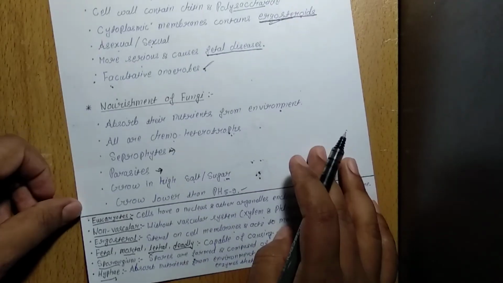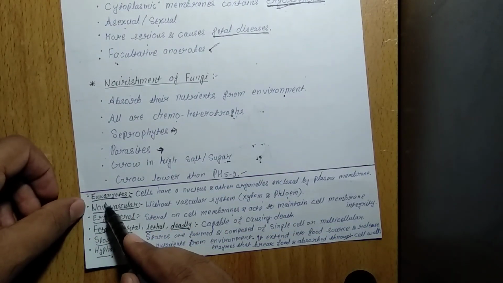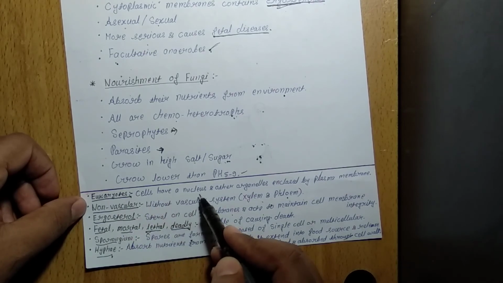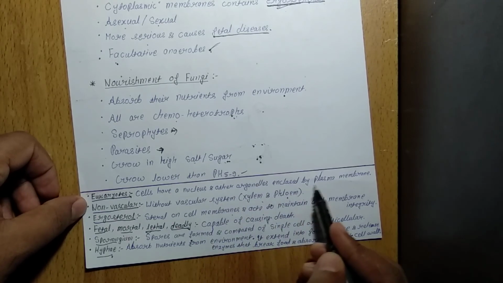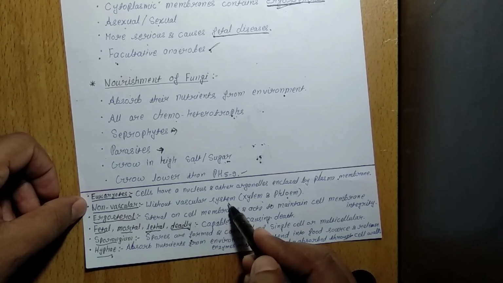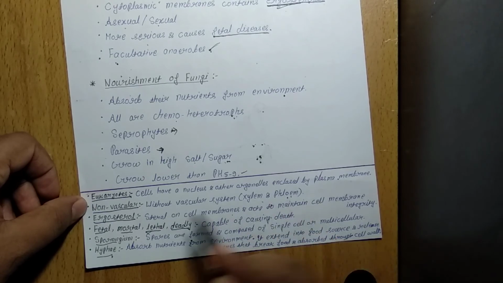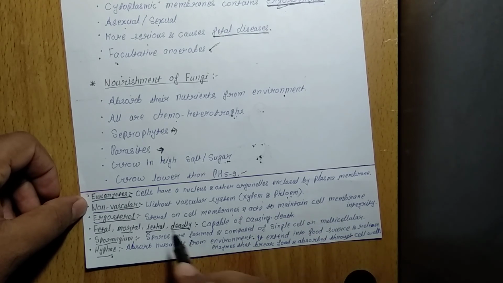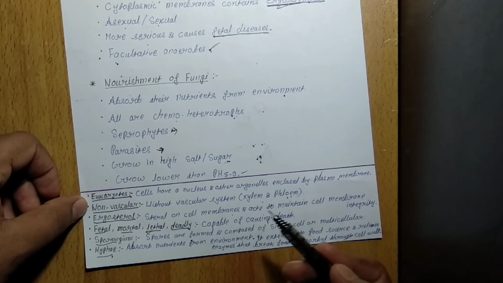So guys, here are some important terms, like eukaryotes. Eukaryotes means cells which have a nucleus and other organelles enclosed by the plasma membrane. Non-vascular means without a vascular system, like lack of xylem and phloem. Ergosterol means a sterol in cell membranes that acts to maintain cell membrane integrity. Fatal, mortal, lethal, deadly, these all mean the same. This means capable of causing death of the organism.